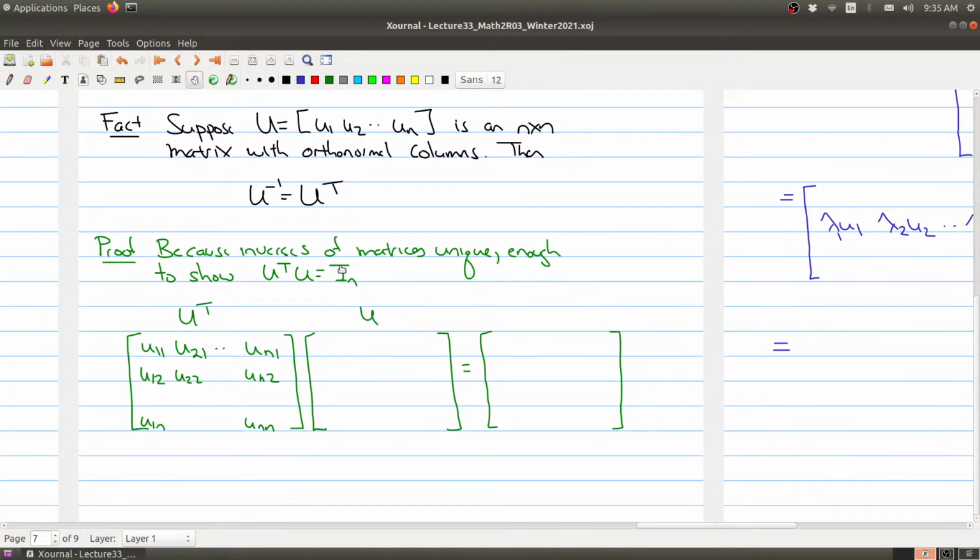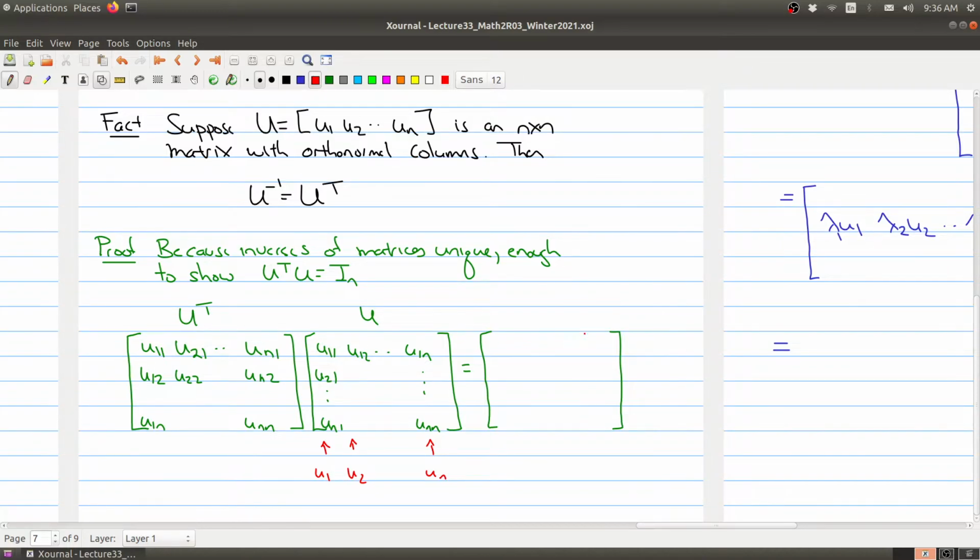Because inverses of matrices are unique, it's enough to show that if we take the transpose of U times U, it equals the identity matrix. So right here, I've started to write out the entries of the transpose of U, and let me write down what U is. So this is what U looks like, writing down all the entries, up to UNN. Just remember that U1 corresponds to the first column, U2 is the second column, and UN is the last column.